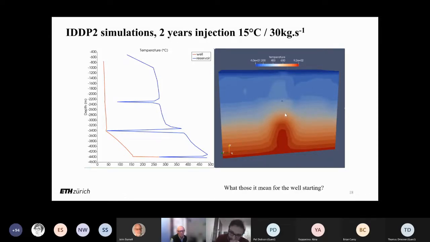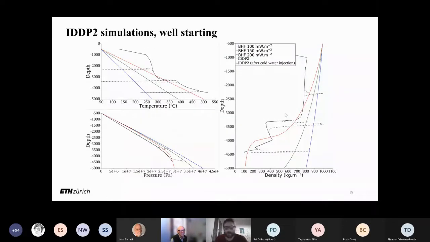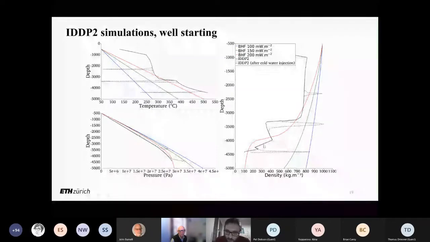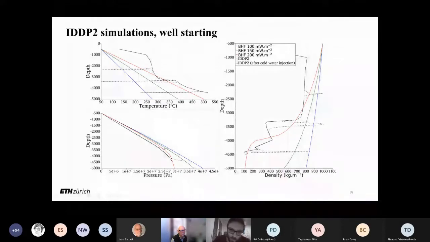So what would that mean for well starting? I'm going back to those curves, and maybe you remember that this red curve for the density meant that it would be very, very easy to start the well. And now this black line is the density profile in IDP2 before cold water injection. You can see that there are also massive changes in density with depth, with very low density being encountered at the bottom feed zone. So this should be very favorable to start the well in theory.